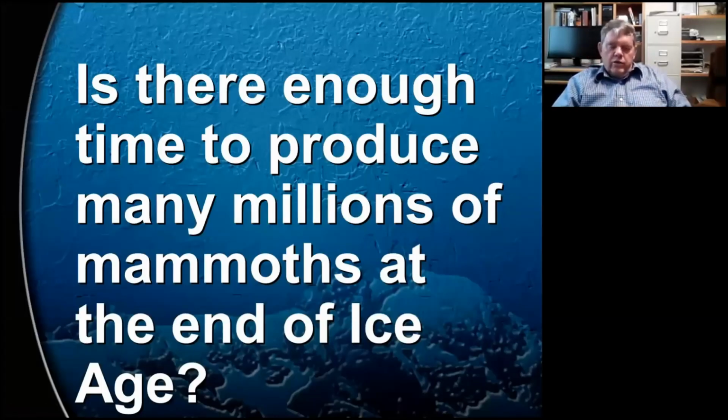So another question we need to answer before we get into why they died and how they died: is there enough time to produce many millions of mammoths at the end of the ice age? Is there enough time? They say there's millions of them there. And if you include the mammoths in North America and in Eurasia, Europe, you probably had maybe 50 million mammoths spread around the whole northern hemisphere.